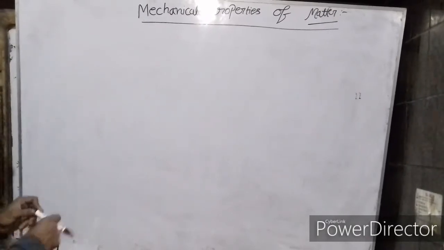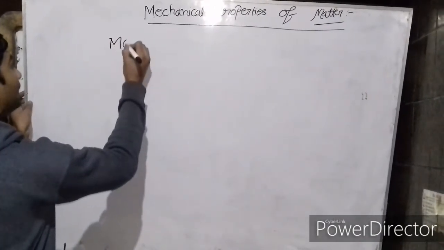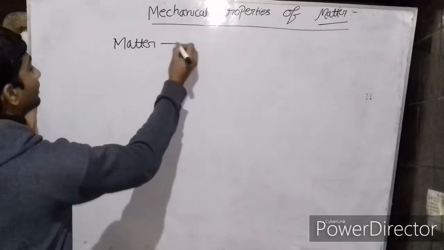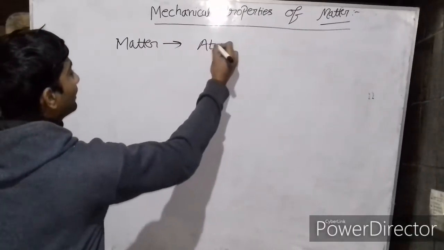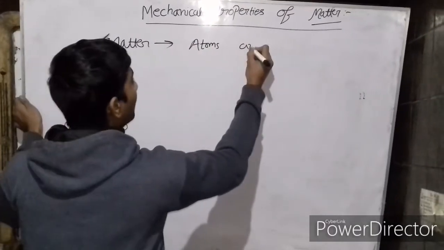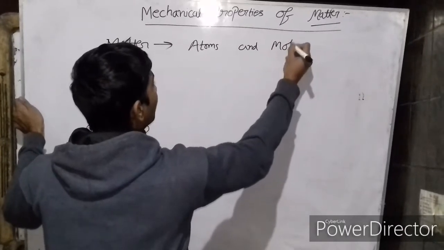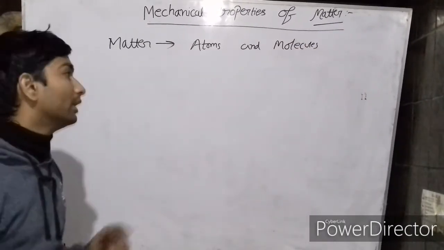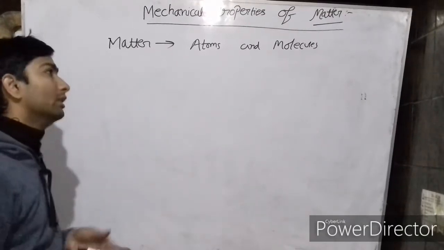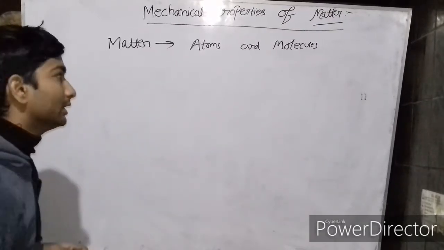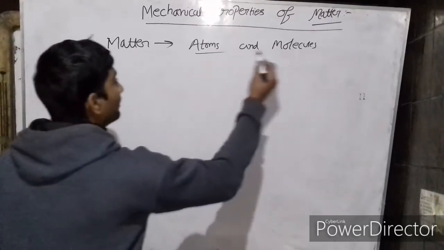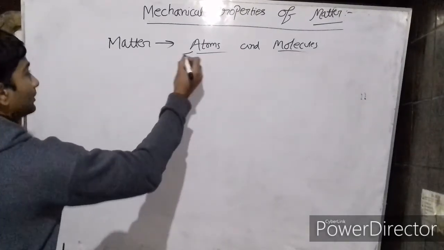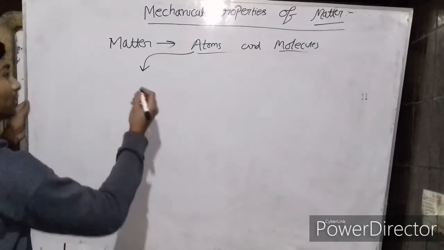All matter is made of atoms and molecules. Molecules are collections of atoms in different ratios. So these are atoms and molecules. Now let's discuss the constitution of atoms.